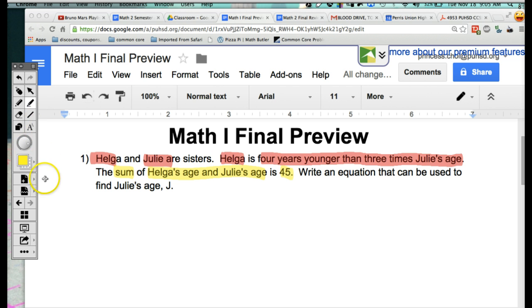Now, I don't want to have to highlight everything, so I'm just going to ask you to read this part. Write an equation that can be used to find Julie's age. And then they tell you what Julie's age is going to be. It's going to be J, right? And this is the best part. This is not a multiple choice question. This one, you have to actually type out the equation.